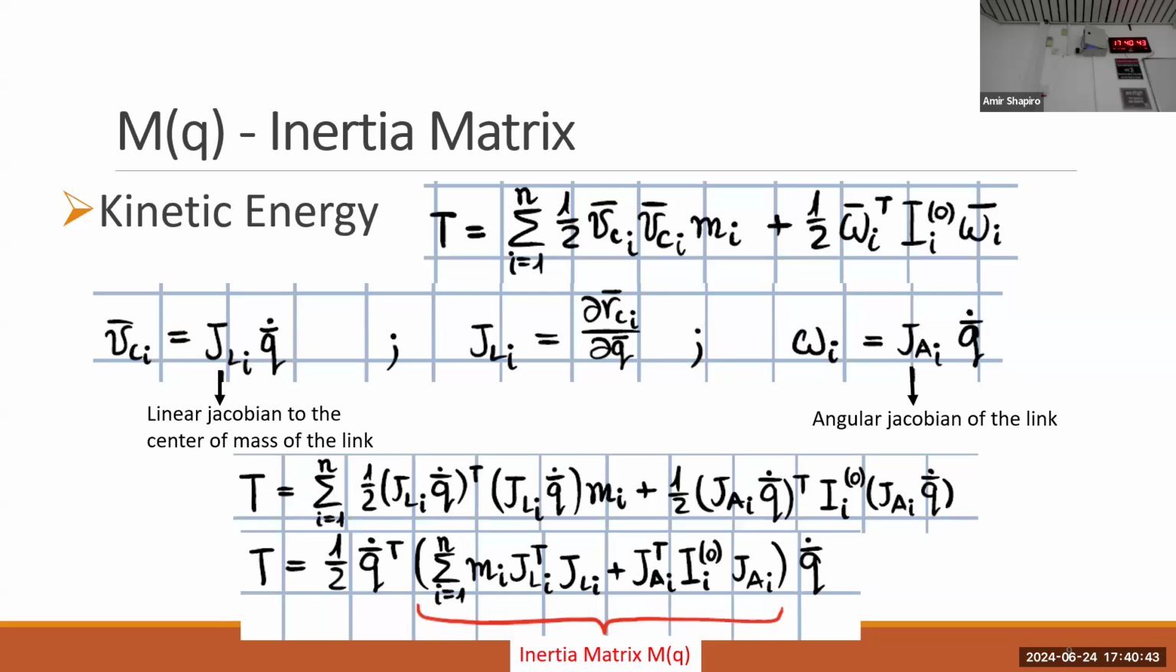And I get J_AI transpose here, J_AI here, with the inertia matrix expressed in world frame, so I need to do the transformation that I showed you before. This is I, and J_AI here. And I get a matrix here, multiplied by half Q dot transpose on one side and Q dot on the other. And this is actually the inertia matrix, M of Q. This is how it looks, and how I can build it as a matrix.